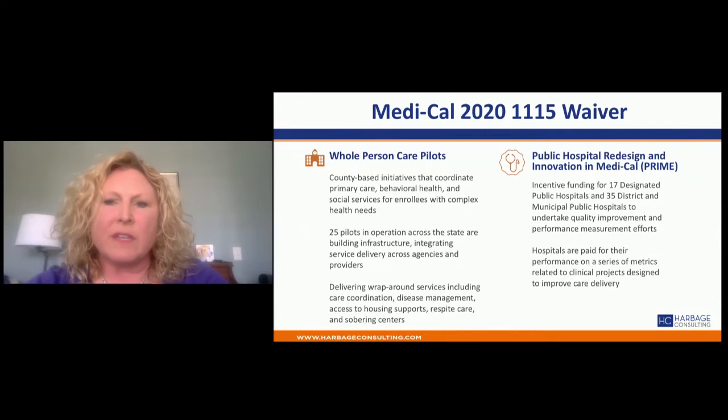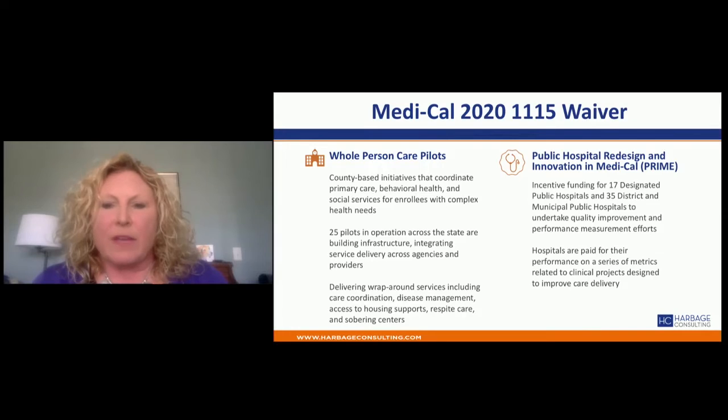The other big element of Medi-Cal 2020 is what's called the Public Hospital Redesign and Innovation in Medi-Cal, or PRIME. PRIME is a continuation, with a different name, of the district program from the Bridge to Reform waiver. The differences around PRIME: it continues to put a huge investment of federal funding into the public hospital system, but PRIME grew the program by adding the 35 district and municipal public hospitals to the PRIME effort.